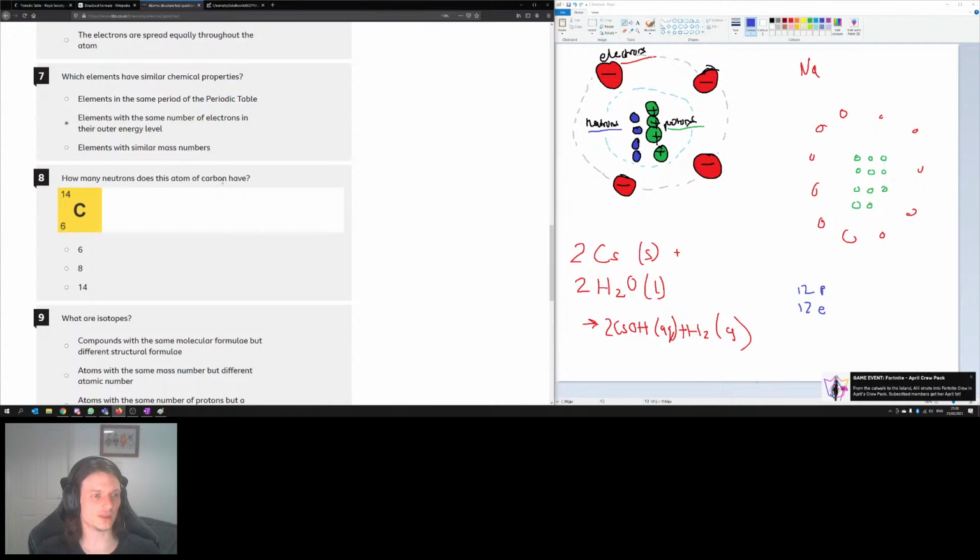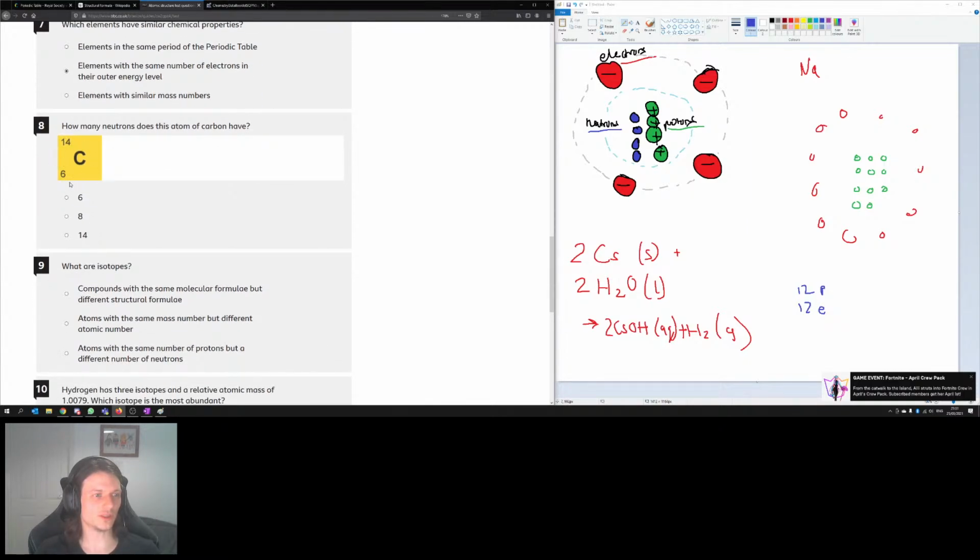How many neutrons does this atom of carbon have? That's 14 take away 6, which is going to be 8. As I said, my maths is terrible.